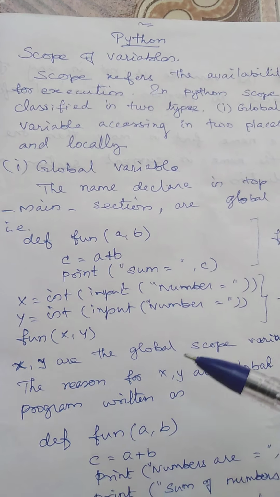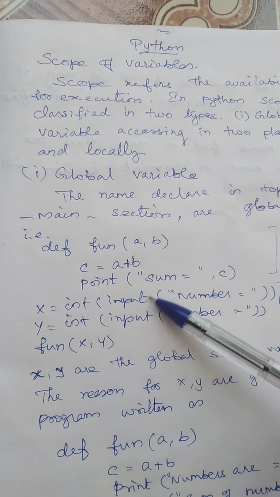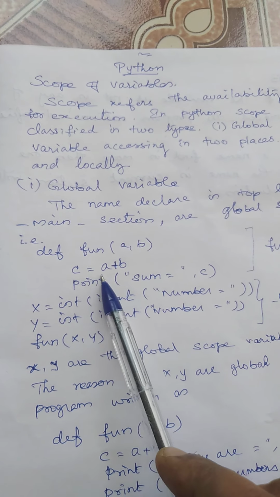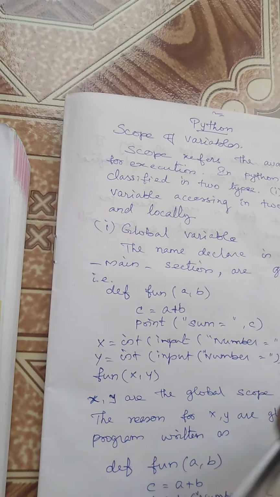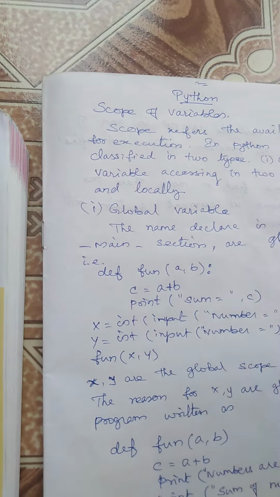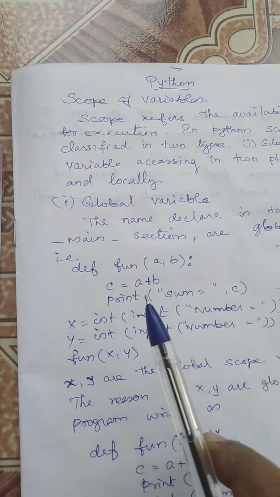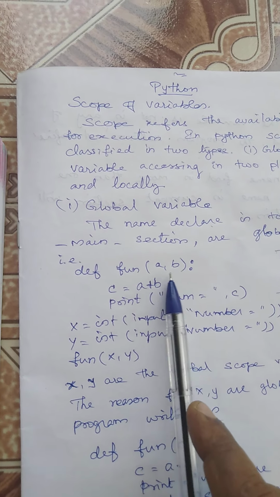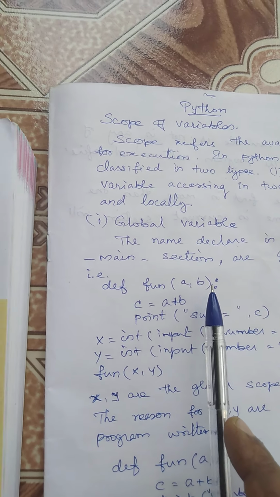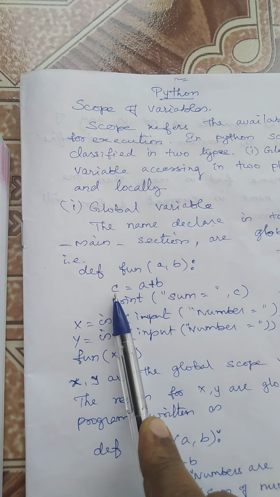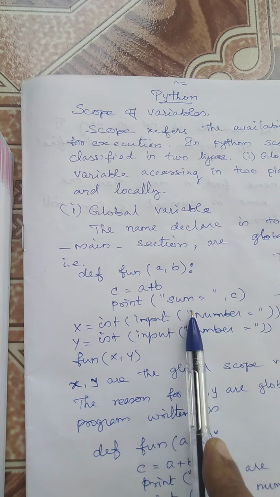Say here is one program I wrote with one function, def function AB. Here this is the function having two arguments called a and b. The a and b are going to be added and stored into another variable called c. Now print sum is equal to c.